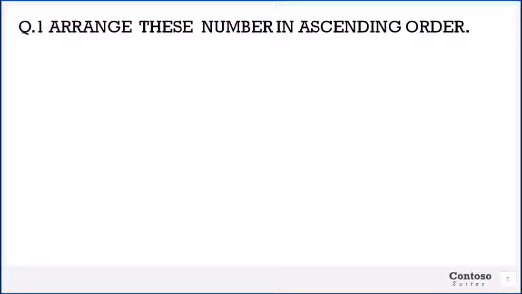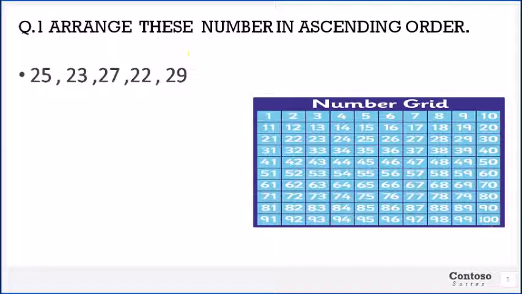This question is asking that arrange these numbers in ascending order. The given numbers are 25, 23, 27, 22 and 29. So how do you do this? We know while we are arranging the numbers in ascending order, the first step should be to find out the smallest number among the given numbers. You can take the help of a number grid also.